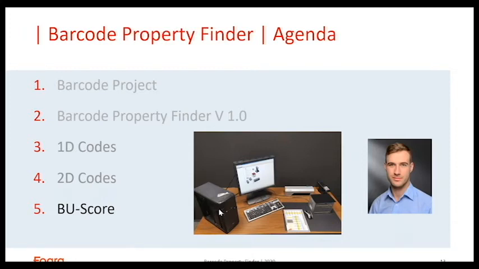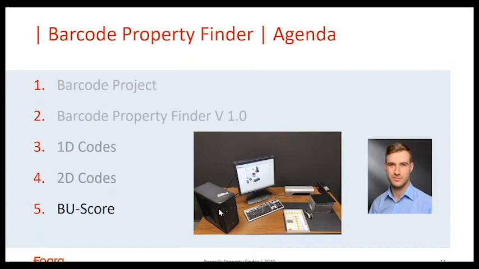So, hello, welcome back to the last part of this video series of the Barcode Property Finder. We will now discuss the BU score, or Barcode Uniformity score: what it is, how we get it, and what the process behind it was. Just some information for you right now.